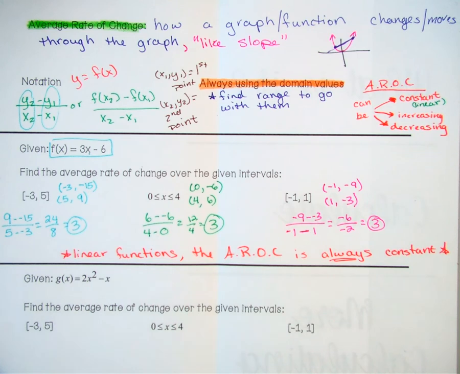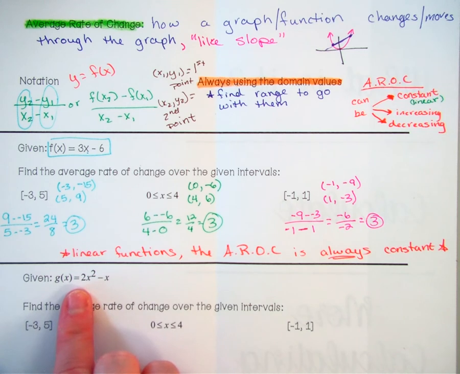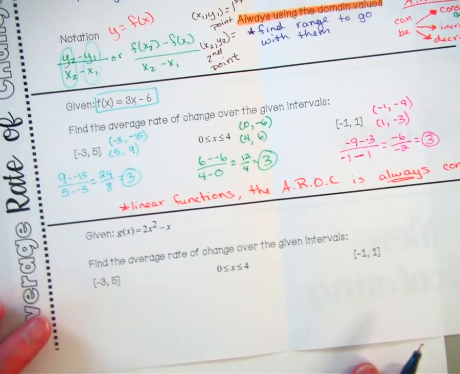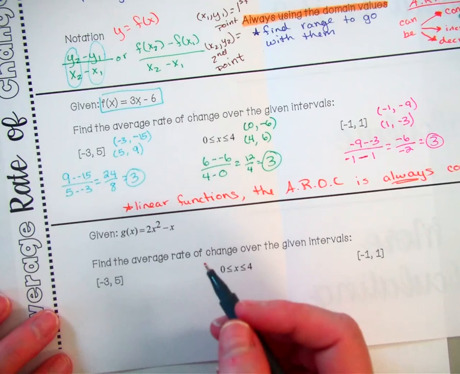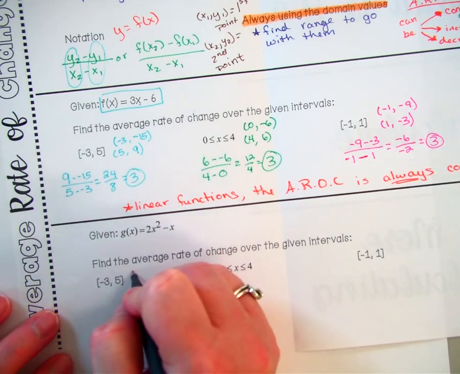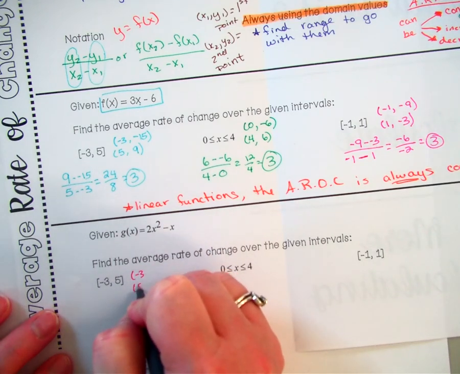All right. So let's take a look at a different function. This time we're going to be looking at a quadratic function. We have 2x squared minus x here. Same intervals, -3 to 5, 0 to 4, -1 to 1. So we're going to see what happens as we play around with the interval that we're looking at. So I'm going to start with -3 and 5.